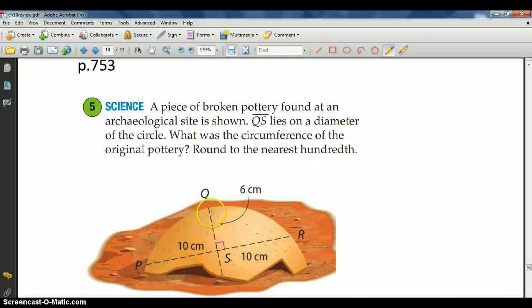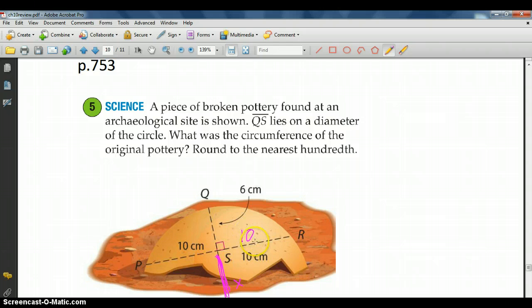So we know that QS is part of the diameter. Diameter is just a chord, so if I wanted to figure out what the rest was here, I can call that portion X. Since I know that my diameter is perpendicular to this other chord, then that means it will bisect the chord. So if this is 10, then this will be 10.